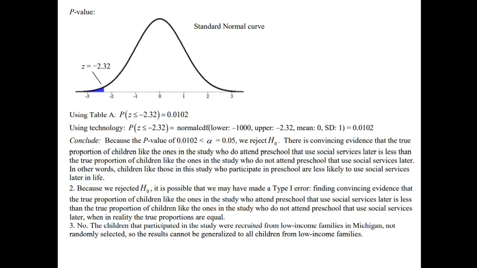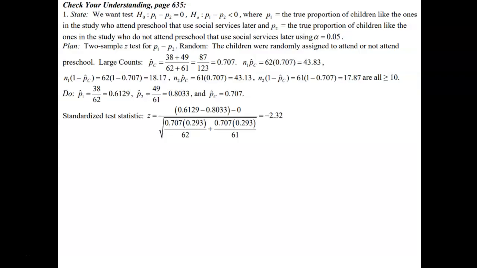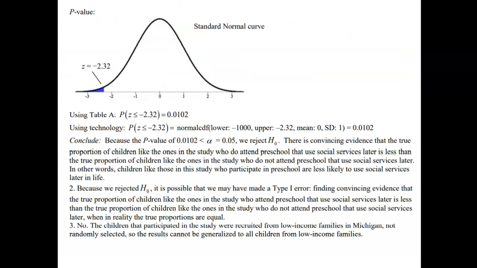Thank you. All right, so what was question two? I already forgot. Based on your conclusion to one, would you have made a type 1 error or type 2 error? Oh, could you have made? So, because we rejected the null hypothesis, that means we do run the risk of creating a type 1 error where we would find convincing evidence to reject the null hypothesis, but actually the null hypothesis was true. So, what that would mean is the true proportion of children, like the ones in the study who attended preschool, sought out social services at the same rate as those who didn't attend preschool.